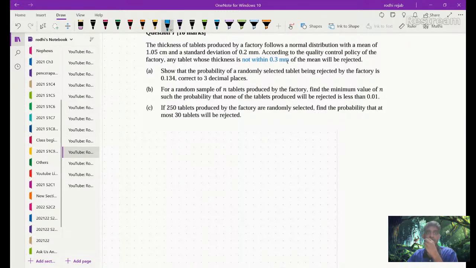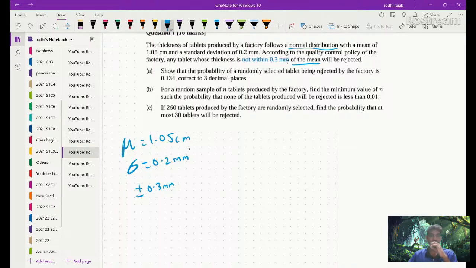The thickness of tablets produced by the factory follows a normal distribution with a mean of 1.05 cm. So the mean is 1.05 cm and the standard deviation is 0.2 mm. According to the quality control policy of the factory, any tablet whose thickness is not within 0.3 mm of the mean will be rejected.